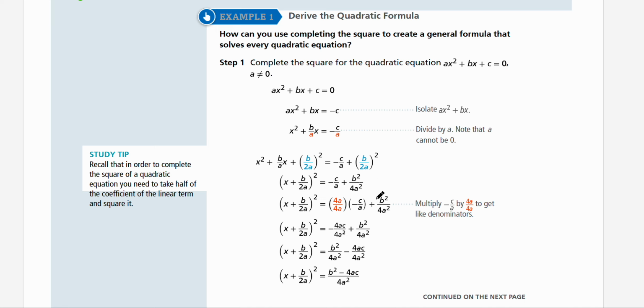then you can multiply negative c over a by 4a squared so that you can have the same denominators, so that you can actually add them and combine them. So 4ac plus b squared is what you have, and then you can change the order, but it's basically b squared minus 4ac, right? So x plus b over 2a, all of that squared, would be equal to b squared minus 4ac over 4a squared.